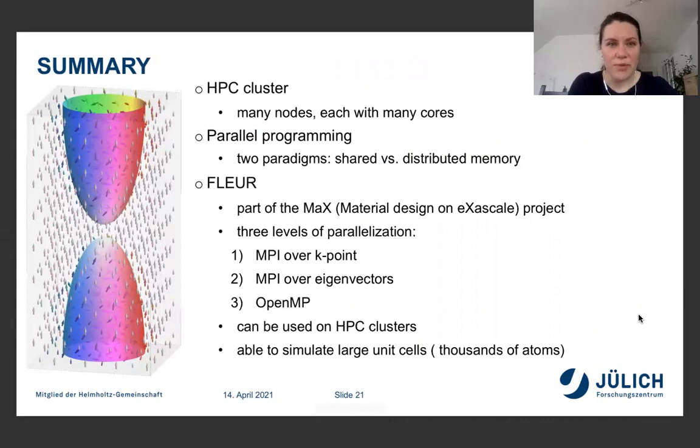Now I come to the summary of my talk. I told you the modern HPC clusters are very complicated systems, and you need parallel programming to deal with them. FLEUR is part of the MAX project, and it has 3 levels of parallelization: MPI over K points, MPI over eigenvectors, and multithreading. It can be used on HPC clusters, and it is able to simulate large unit cells with thousands of atoms.